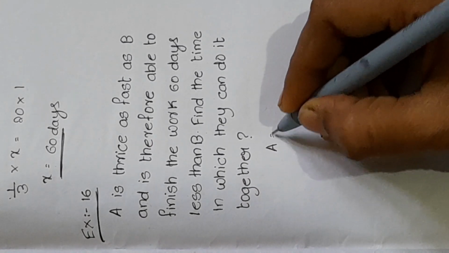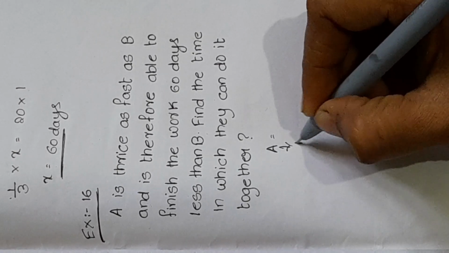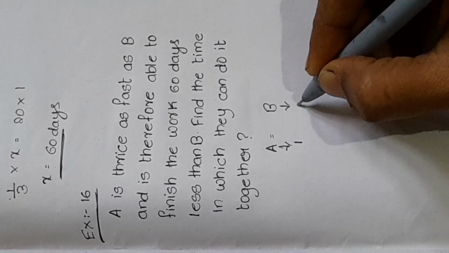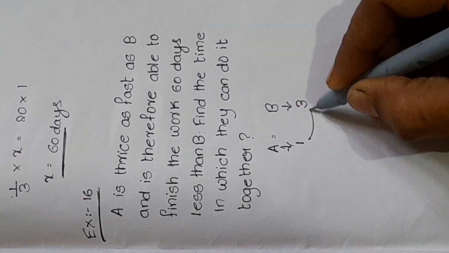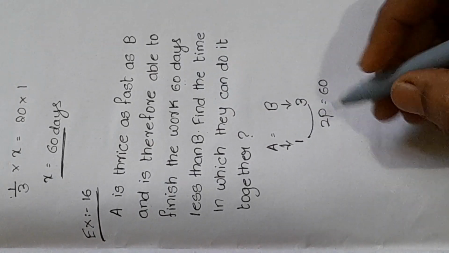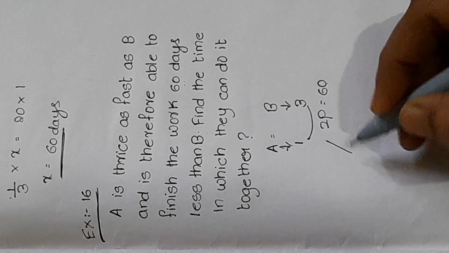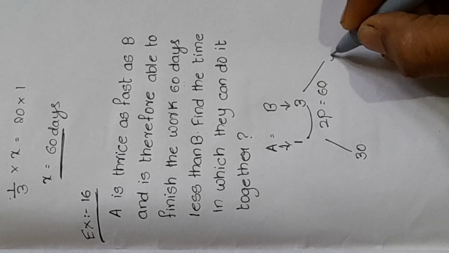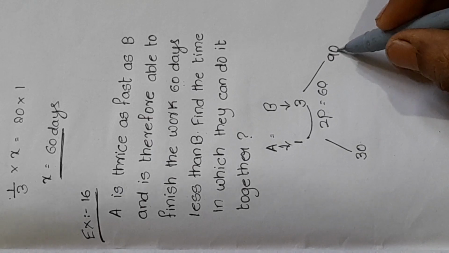Here A is thrice as fast as B. So if A takes 1 day, B takes 3 days to complete the work. There is a difference of 2 parts which is given as 60 days. If 2 parts is equal to 60 days, then 1 part is 30 days and 3 parts is 90 days. 30 days and 90 days.